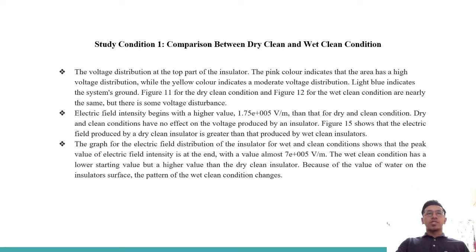The graph for the electric field distribution of the insulator for wet and clean condition shows that the peak value of electric field intensity is at the end. The wet clean condition has a lower starting value but a higher value than the dry clean insulator because of the water on the insulator surface. The pattern of the wet clean condition changes.